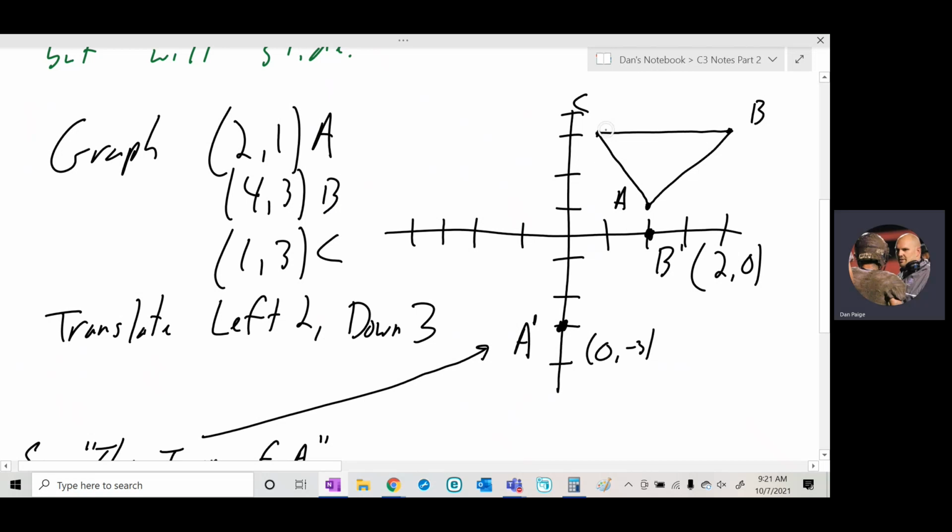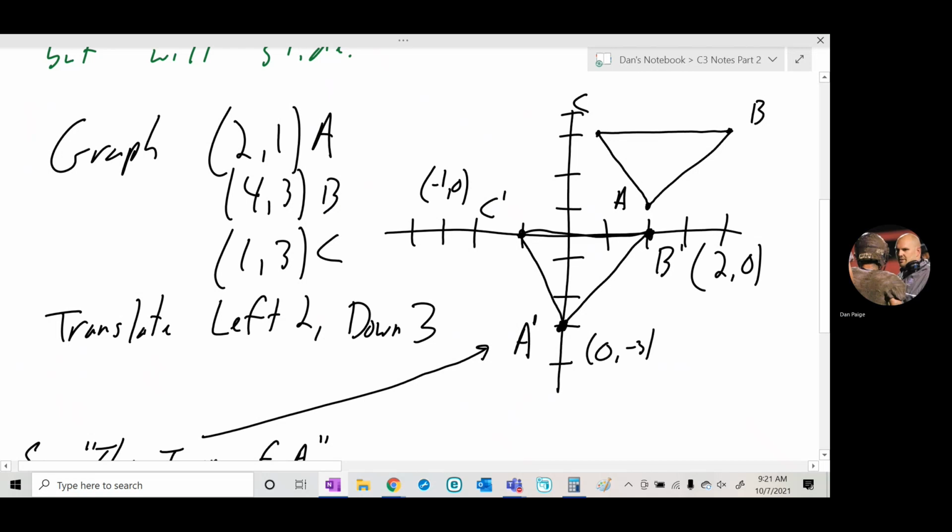And then the same thing with C. To the left 2, down 3, 1, 2, 3. Put a dot, label it the image of C, and give its new location. -1, 0. And then we can connect the dots. So now we have the image of the triangle.